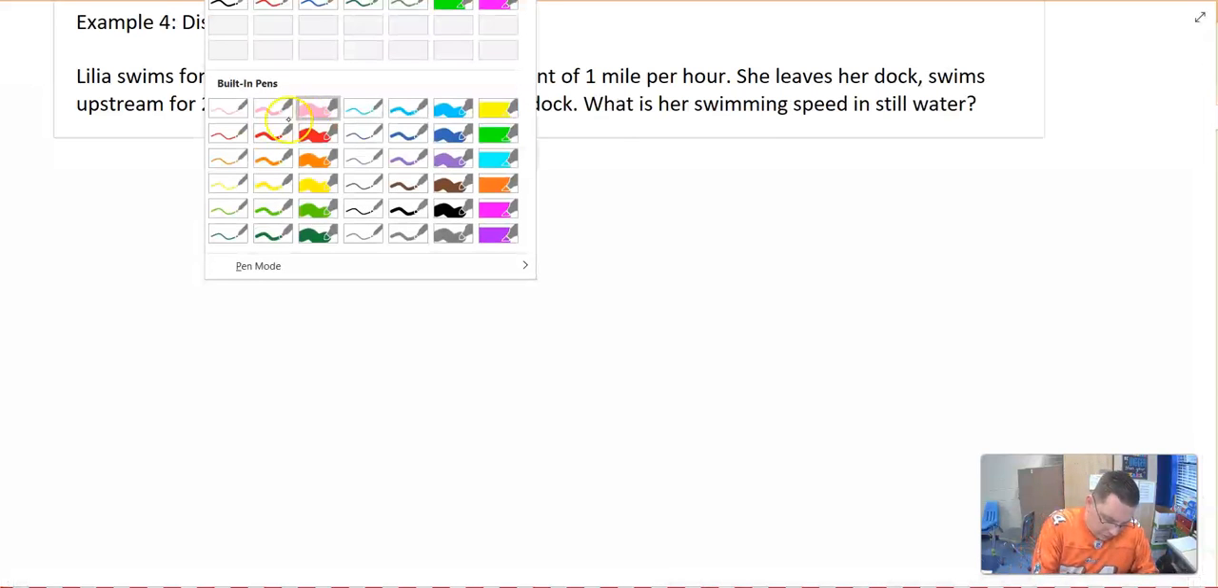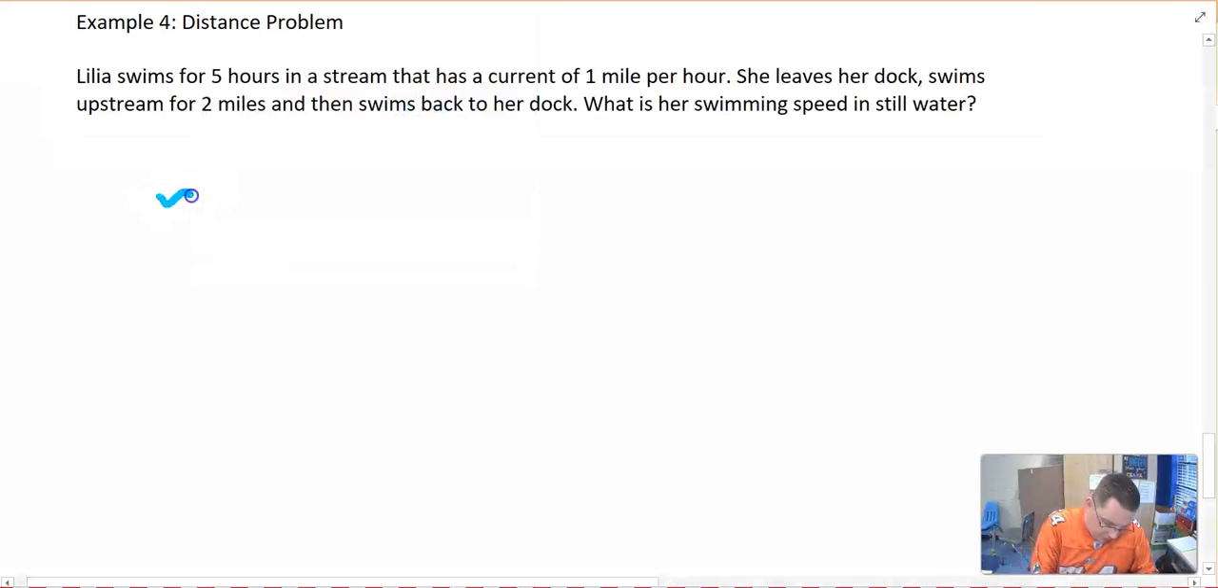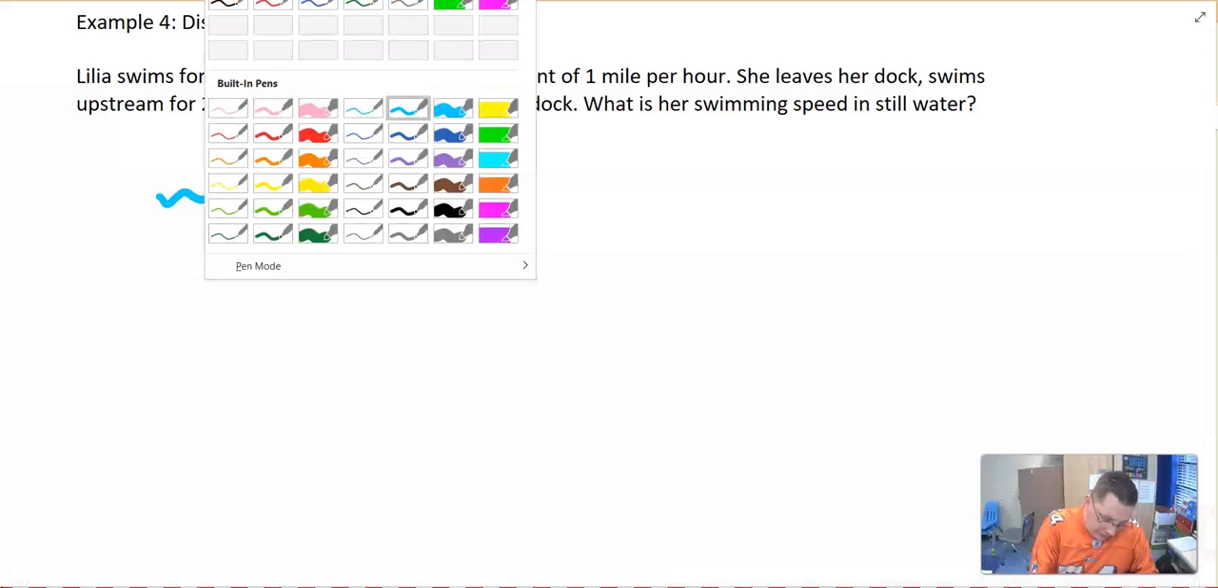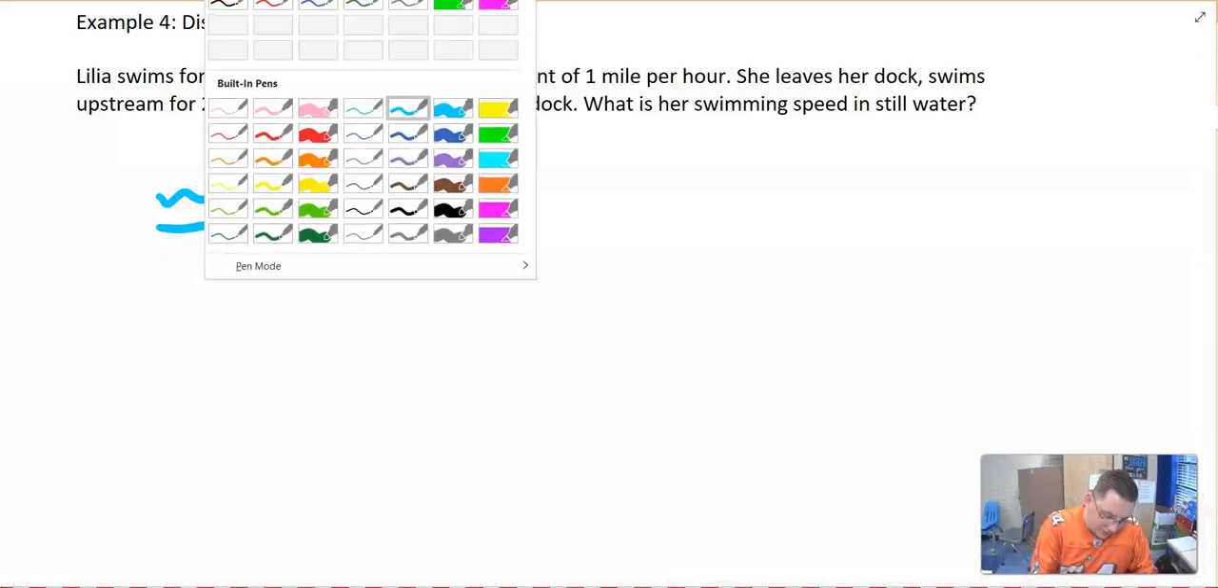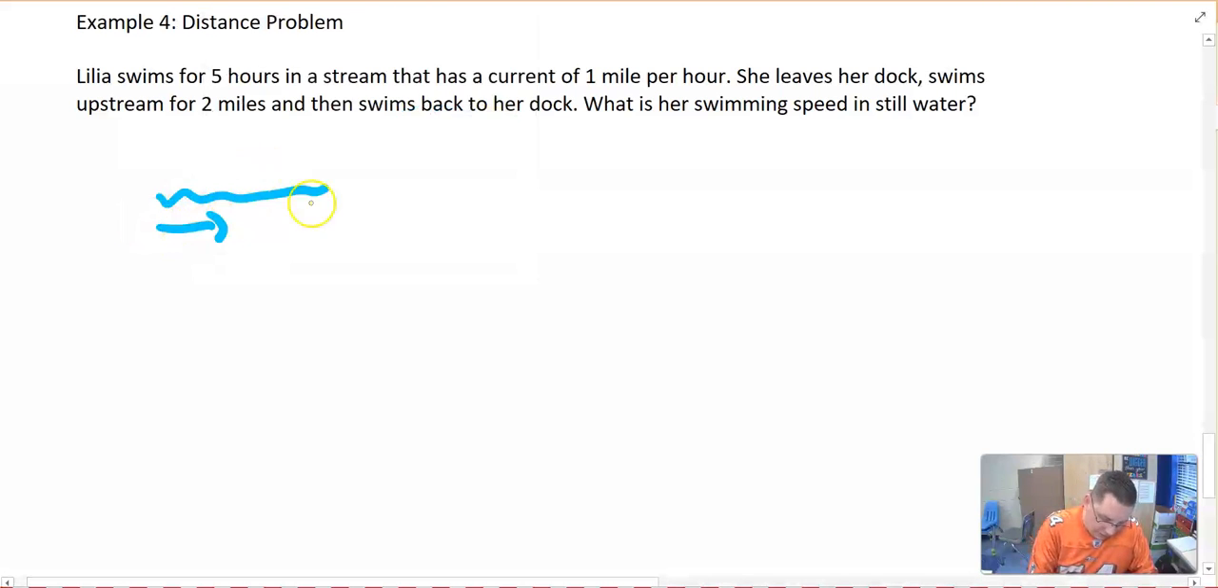So this is a good one to draw a picture on. We've got the water here, right? And if the water is flowing this direction, where's her dock? Is it on the left side of this river or the right as we're looking at it? The dock would be here, and she's going to swim upstream first before returning back. And the distance that she's going is 2 miles. Now, how do we set up this problem?